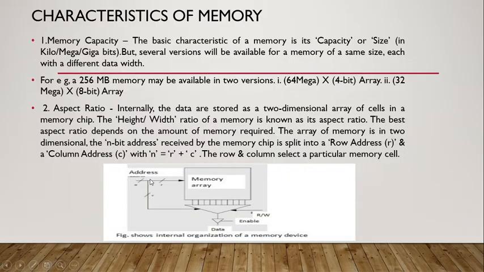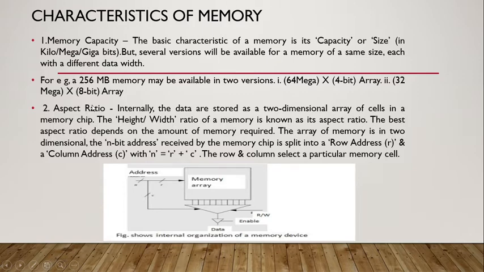So this is typically a memory array shown. The characteristics of a memory are specified by memory capacity and the aspect ratio. The first basic characteristic of a memory is its capacity or size. But several versions will be available for memory of the same size, each with a different data width. For example, a 256 Mb memory may come in two versions, either a 64 mega into 4-bit array or a 32 mega into 8-bit array. So memory capacity is one of the most important characteristics of a memory specification.